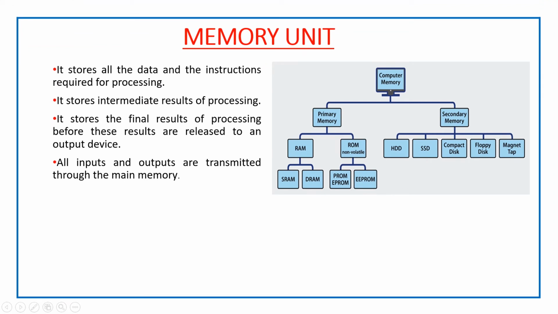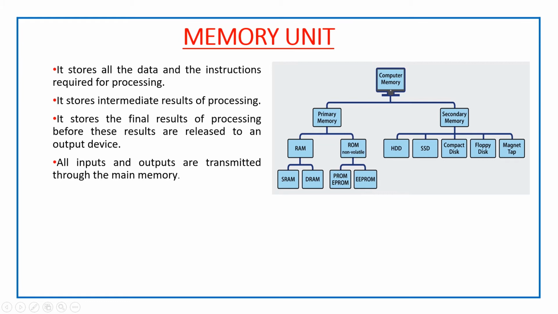Now the memory unit. What are the functions of the memory unit? The first one is that it stores all the data and instructions required for processing. That means all the data and instructions that are to be processed are stored in the memory unit. Number 2, it stores intermediate results of processing.